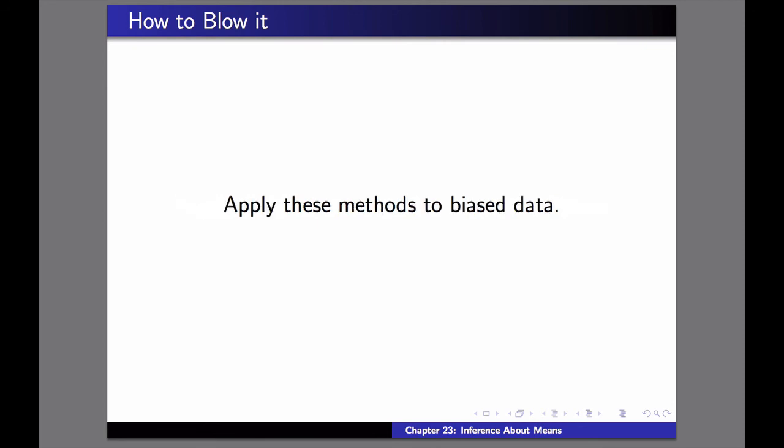You can also blow it by applying these methods to biased data. If we're thinking about the Michelson-Morley experiment, and there was some kind of error built into their experiment where the speed of light was constantly overestimated by 1,000 kilometers per hour or something, that's called bias. So think about the problem. Is there bias?